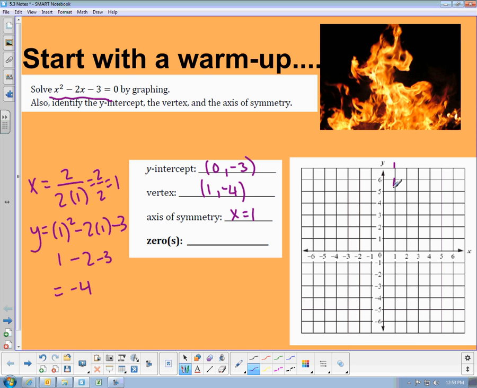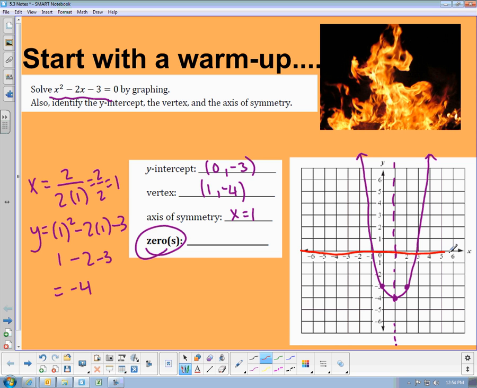So I know I have an axis of symmetry that comes down like this. I know that the vertex is (1, -4), which is right there. And I know that the y-intercept is -3, and all that y-intercept does for me is give me a point to reflect, and I can get my graph that way. So I'd have a graph that looks like this, and then I'd look for the zeros, and the zeros were where that graph crossed the x-axis.